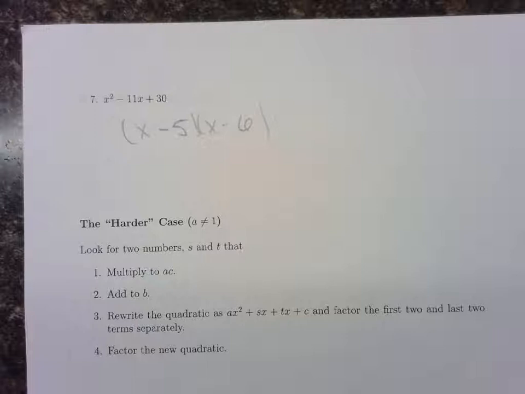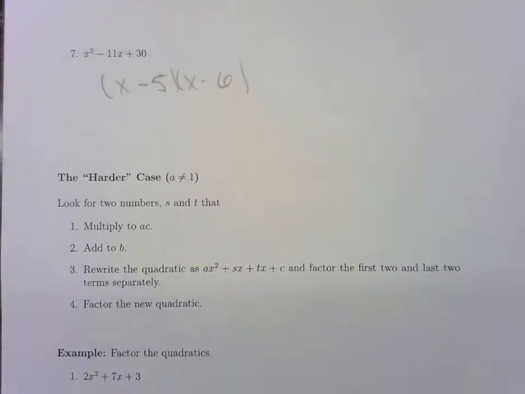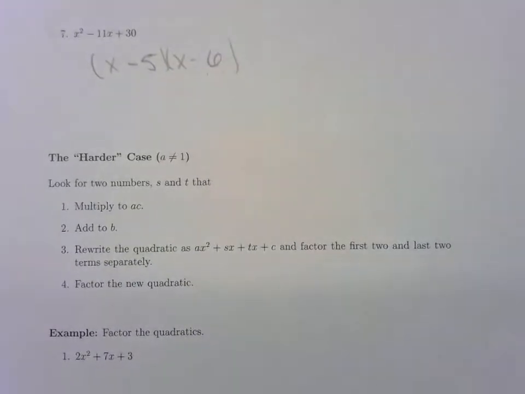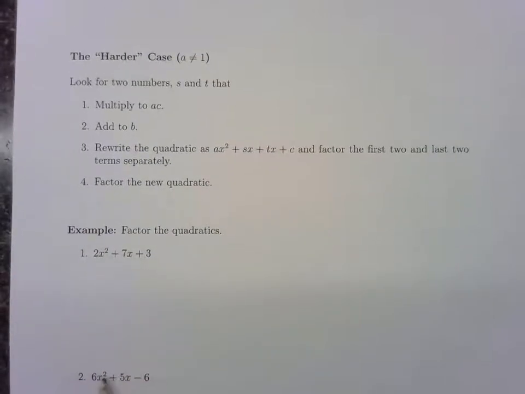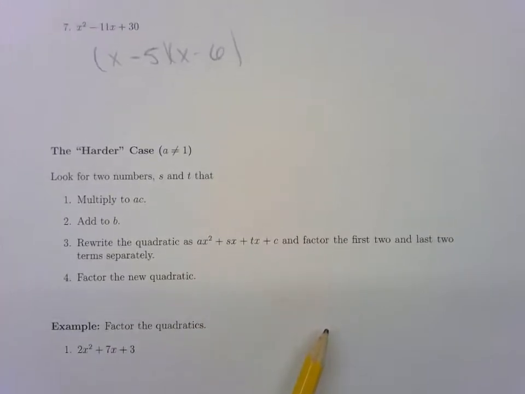Okay, so that works. So this next set might not be a review. This is the harder case where a doesn't equal 1. For these examples, you're going to have a number in front, like 2x squared or 6x squared. So this makes it a lot harder. We're still going to be looking for two numbers, s and t, such that they multiply to a times c. Before, we just needed them to multiply to c. Now we want them to multiply to a times c. They still add to b.